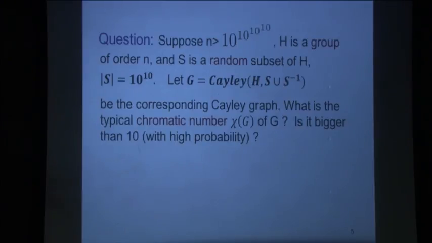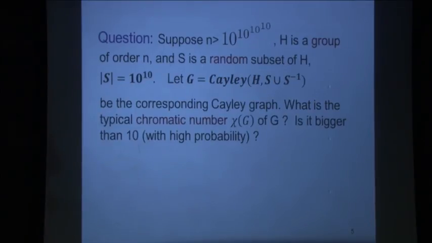So now I didn't specify the group, it's just some group of large order, finite group. And we choose a random subset of it, of size big but small compared to the size of the whole group. So in the example here, it's of size 10 to the 10. And then I add to S the set of all inverses, S minus 1, because I want to get a set that is closed under taking inverses.